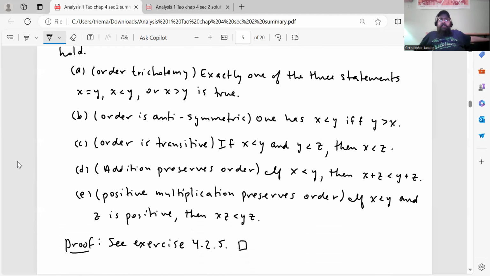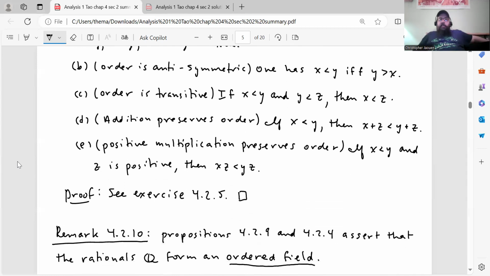C, order is transitive. If x is less than y and y is less than z, then x is less than z. D, addition preserves order. So if x is less than y, then x plus z is less than y plus z. And E, positive multiplication preserves order. In other words, if x is less than y and z is positive, then xz is less than yz. And again, we'll prove this in the exercise set.